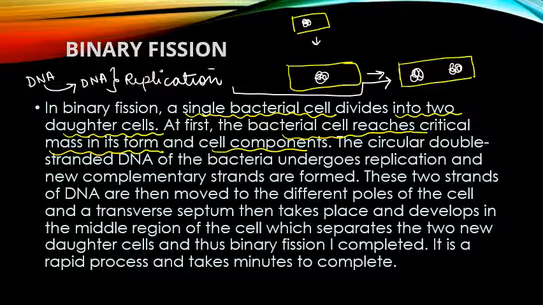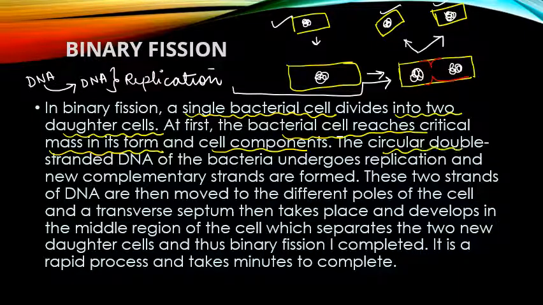Once replication is done, you will see the formation of a transverse septum in between the cell, and at the area where the transverse septum forms, the cell will break, or the cell will separate into two individual cells at that transverse septum area. So from one cell, how many cells will you get? From one cell you are getting two cells. So that is what is binary fission.